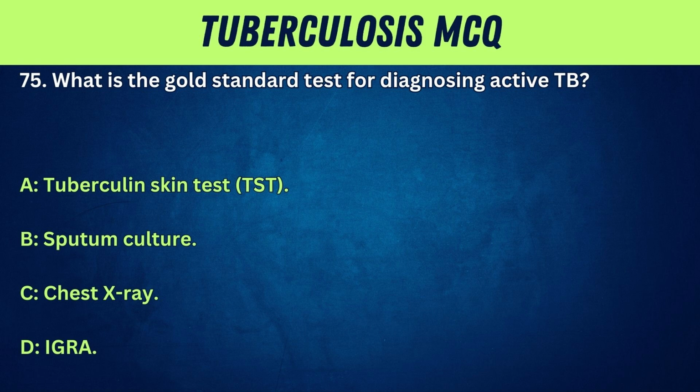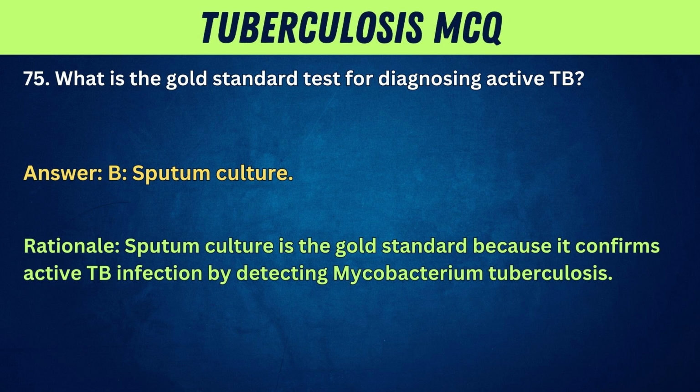75. What is the gold standard test for diagnosing active TB? A. Tuberculin skin test, TST. B. Sputum culture. C. Chest X-ray. D. IGRA. Answer: B. Sputum culture. Rationale: sputum culture is the gold standard because it confirms active TB infection by detecting Mycobacterium tuberculosis.